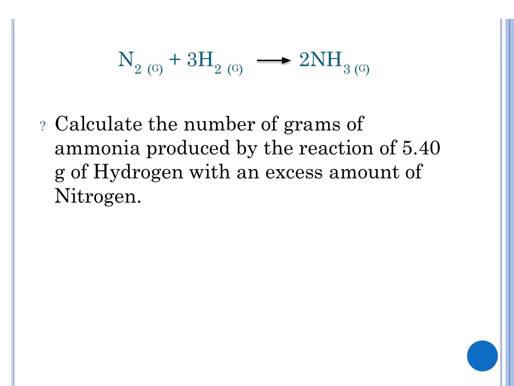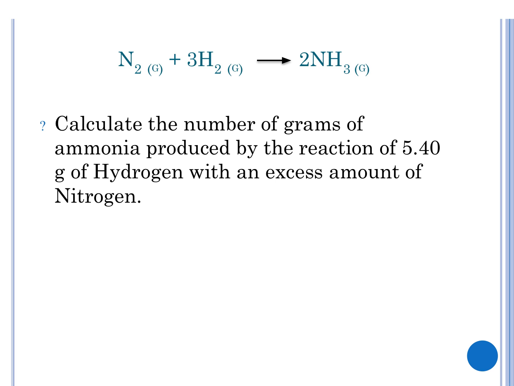Okay, so the best way to learn how to do the mass calculations, we're just going to do a handful together. Go ahead and copy down this balanced equation again. Okay, we'll use this as our example, I think, for these first two problems. Okay, so we're going to calculate the number of grams of ammonia produced by the reaction of 5.40 grams of hydrogen with an excess amount of nitrogen.